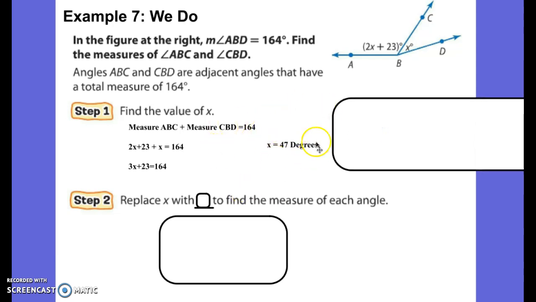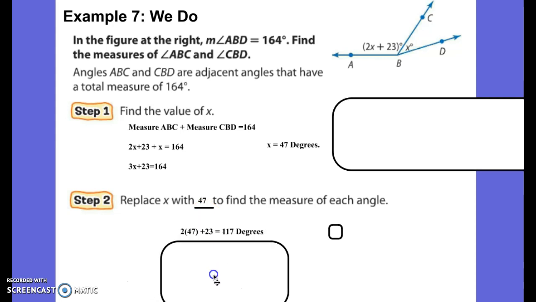Once you find x, that's the first step, but I'm also looking for this angle. So going back to substitution, you replace x with 47 and solve. 2 times 47 plus 23 is equal to 117 degrees. So you had to find both in that case. The single x is 47 degrees, making the other angle 117.